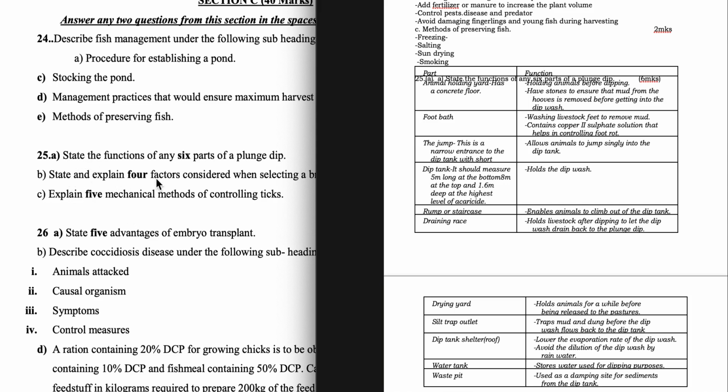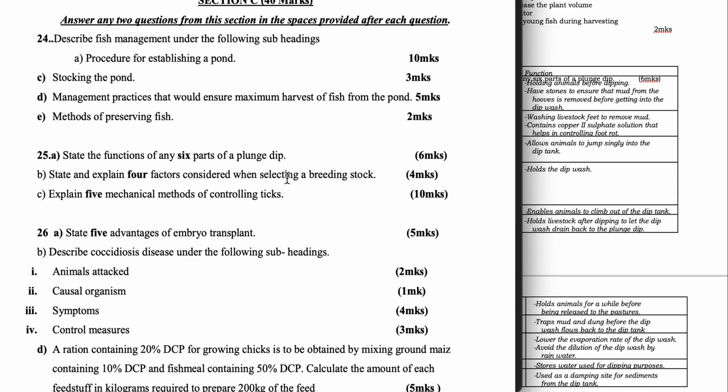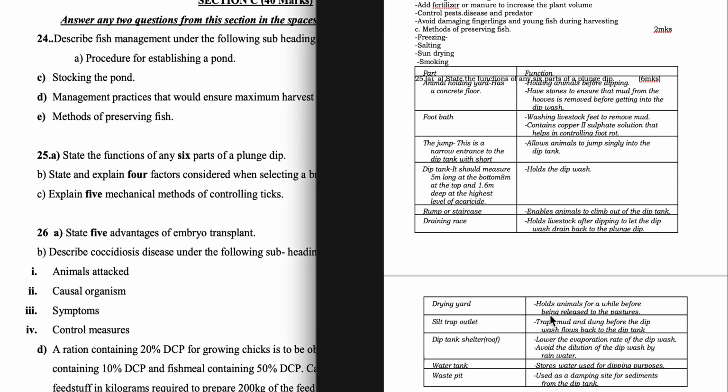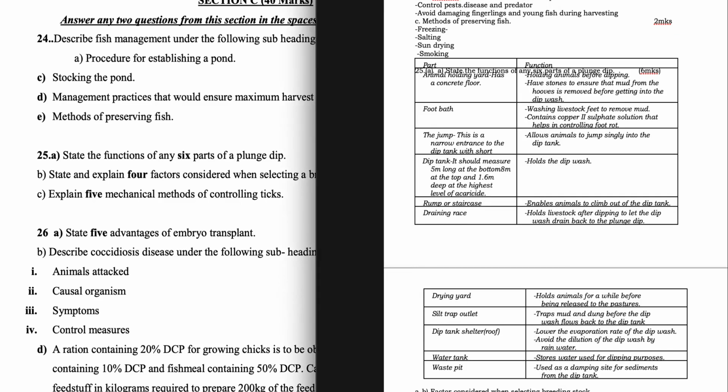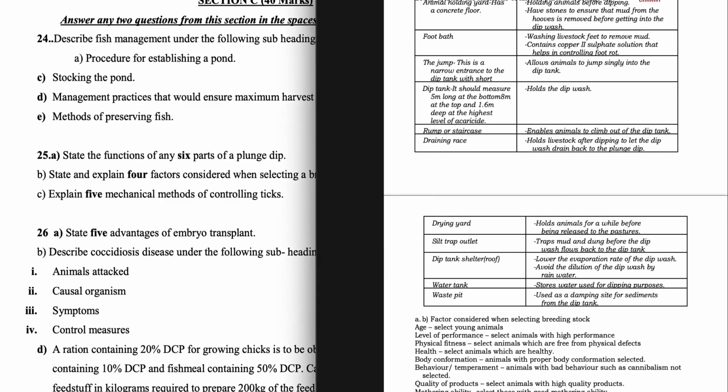Question 2b. State and explain 4 factors considered when selecting a breeding stock. Factors considered when selecting a breeding stock: we have age, select young animals. Level of performance, select animals with high performance. Physical fitness, select animals which are free from physical defects. Health, select animals which are healthy. Body conformation, animals with proper body formation are selected. Behavior, animals with bad behavior such as cannibalism are not selected.